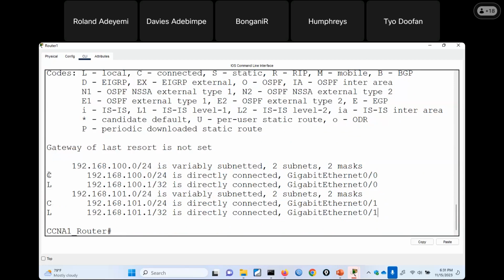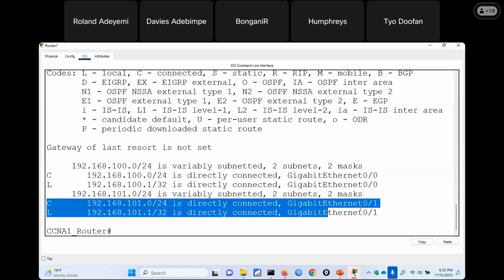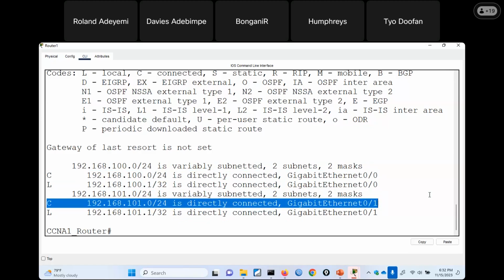The first one I need to look at here, look at this C. The router knows about 192.168.100.0/24. How did it get to know about it? It is directly connected. On which interface? Gigabit 0/0. That is one of our LANs. What about the second C? C simply means directly connected. This is another network, 192.168.101.0/24. It's also directly connected and it's on Gigabit 0/1. These are the two different networks the router can talk to or can help you to talk to.